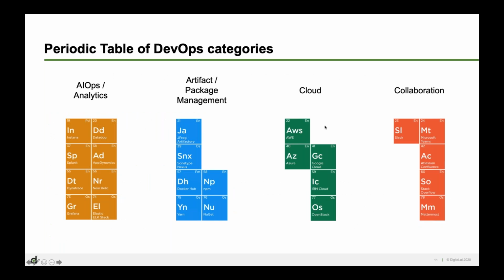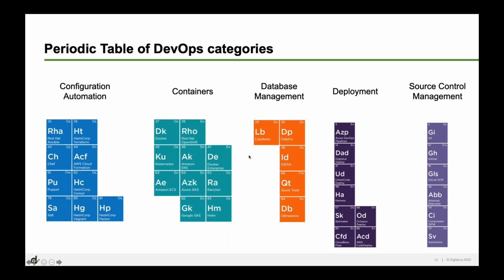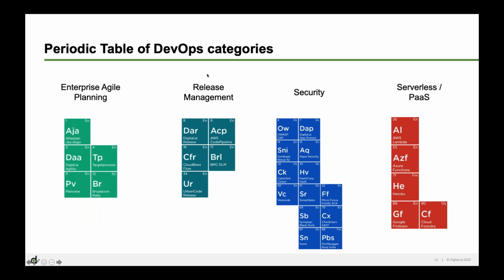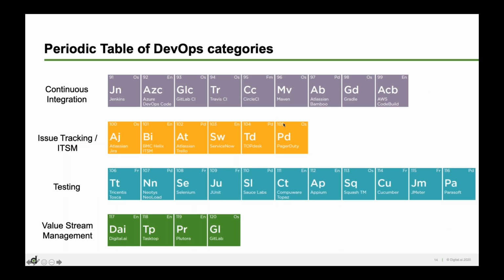So walking through the periodic table of DevOps a little bit more, I'm not going to go into every single tool, all 120 that are there, but to highlight the categories so you can get an idea as to what's in the table. You have AI ops and analytics, artifact package management, cloud, collaboration, configuration automation, containers, database management, deployment, source control management, enterprise agile planning, release management, security, serverless, platform as a service, continuous integration, issue tracking, and ITSM, testing, and value stream management.